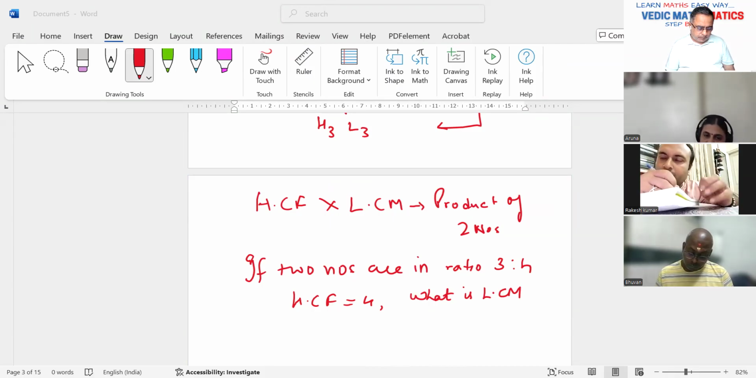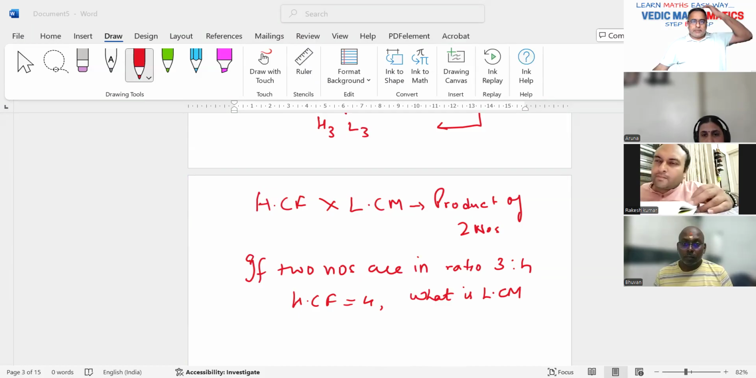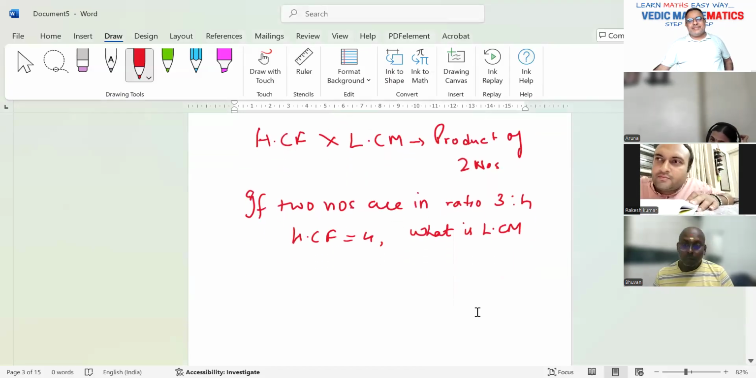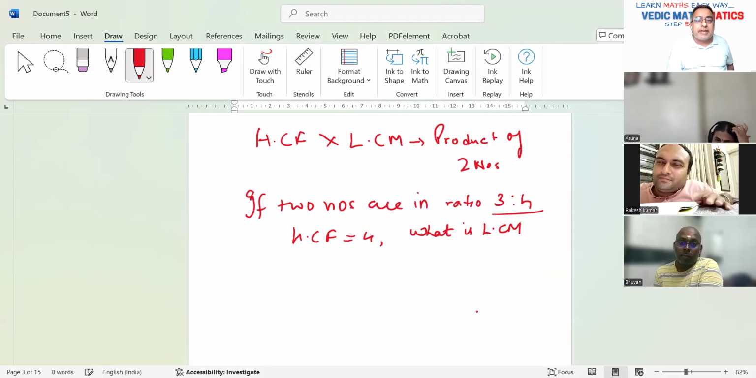48 sir. 48 what? LCM. Yes Rakesh, Bhuvan, 48. Rakesh, didn't get it? No sir. See, very simple. When you say the numbers are in ratio of 3 and 4, that means let the numbers be 3a and 4a. Finish.